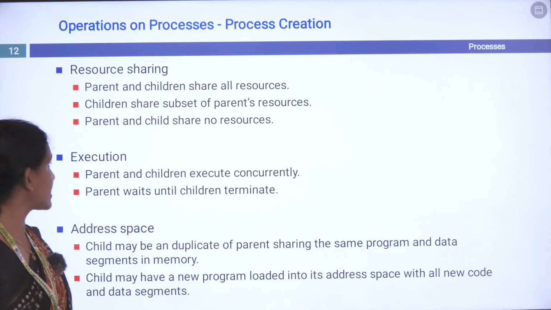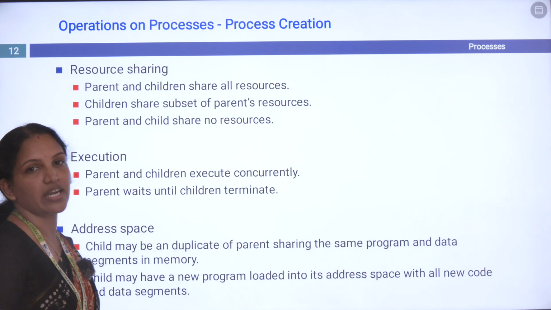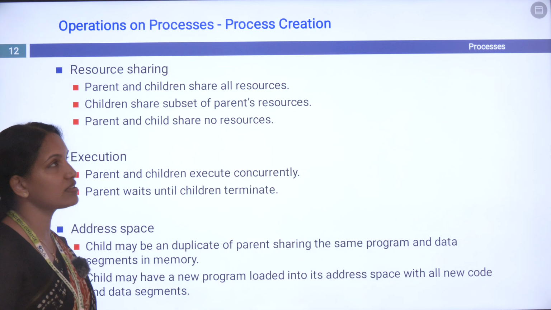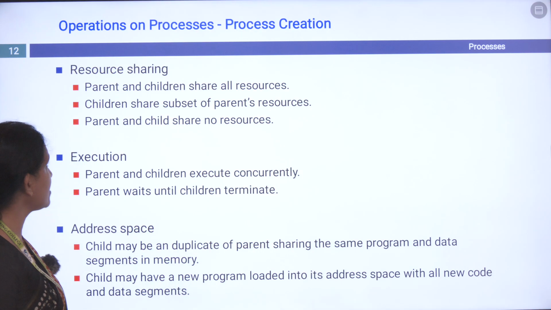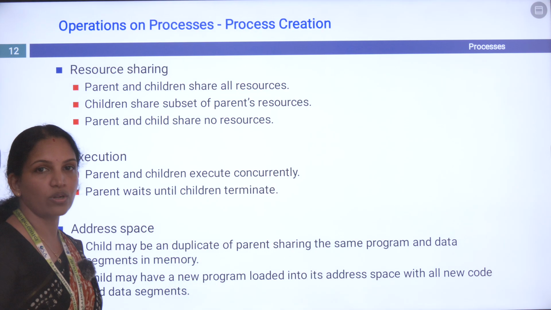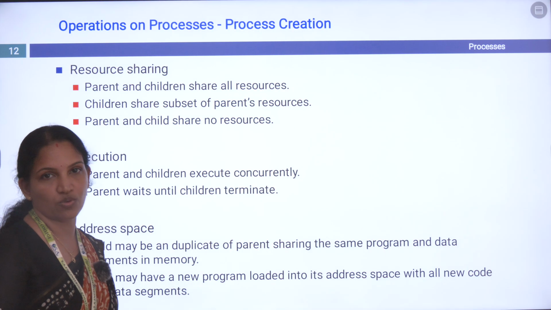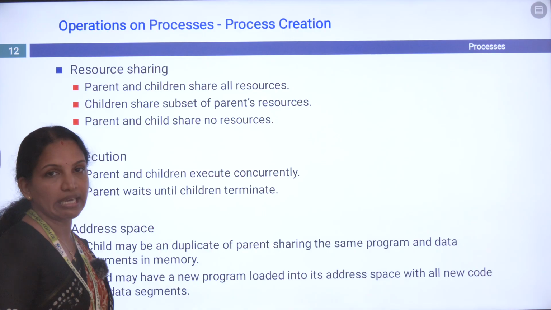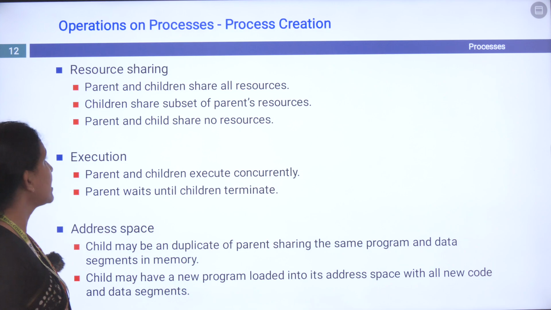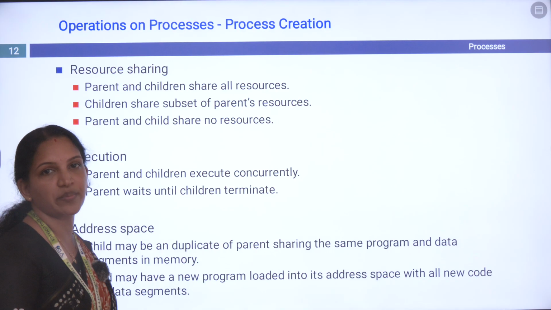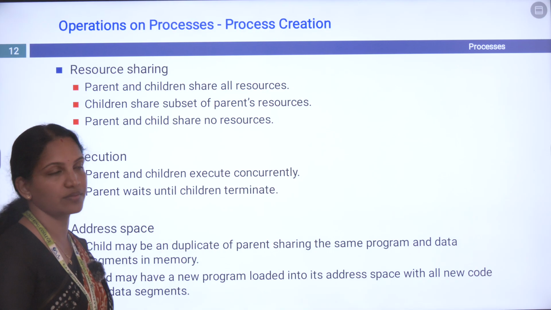Now we will consider resource sharing, execution and address space for the parent and child processes. First is resource sharing. There are three cases. One is that the parent and child share all the resources. Then the child shares a subset of the parent's resources: the parent has a set of resources, and the child can use a subset of them. The third scenario is that the parent and child share no resources. They will have separate sets of resources, and there will not be any sharing.